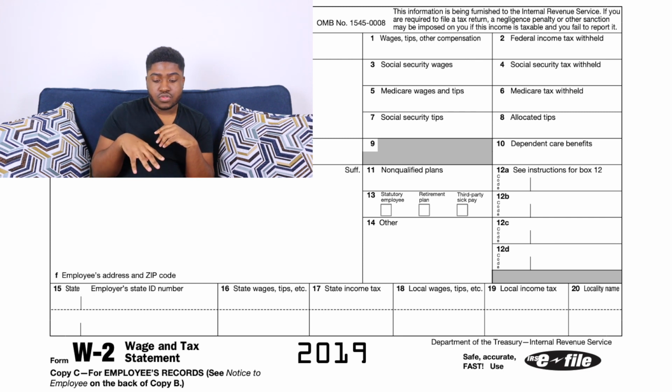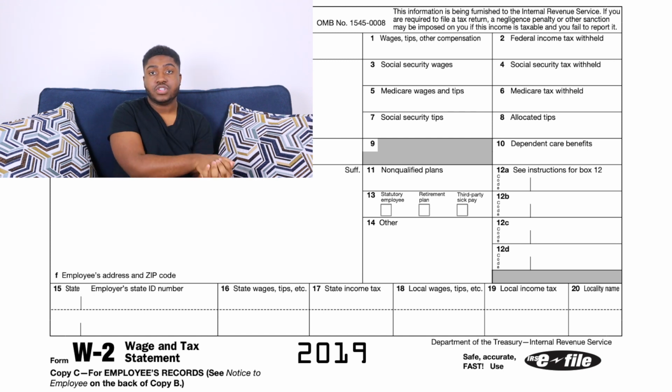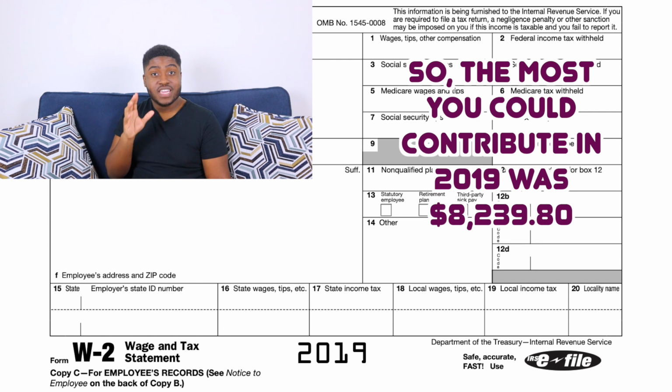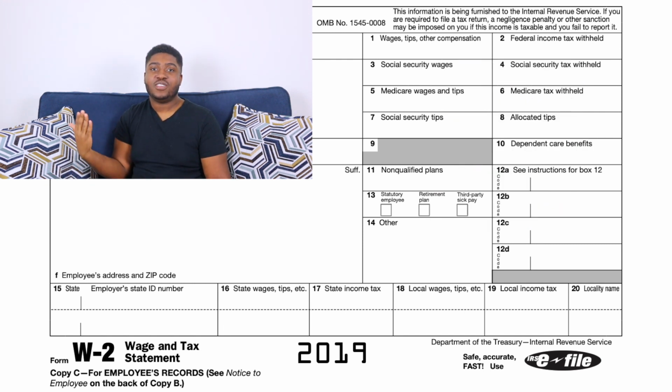Now moving on to box 4. Social Security tax withheld. The tax rate for Social Security is 6.2%, and the 2019 Social Security wage base figure was $132,900. So what this means is each paycheck, 6.2% of your earnings up to $132,900 for the year will be deducted and contributed towards Social Security.